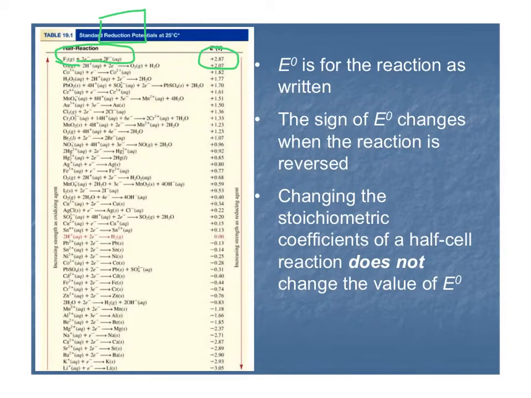However, if we're to determine the oxidation potential, we'll need to write the equation in reverse. And when the equation is written in reverse, the sign of the cell potential changes from positive to negative or from negative to positive. So for example, in the oxidation of fluoride ion to fluorine gas, the cell potential would be negative 2.87 volts. However, when we change the stoichiometric coefficients, we do not change the value of the standard cell potential.